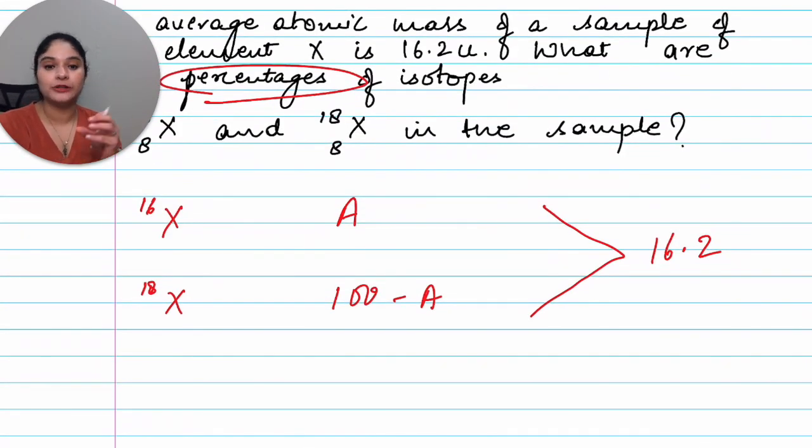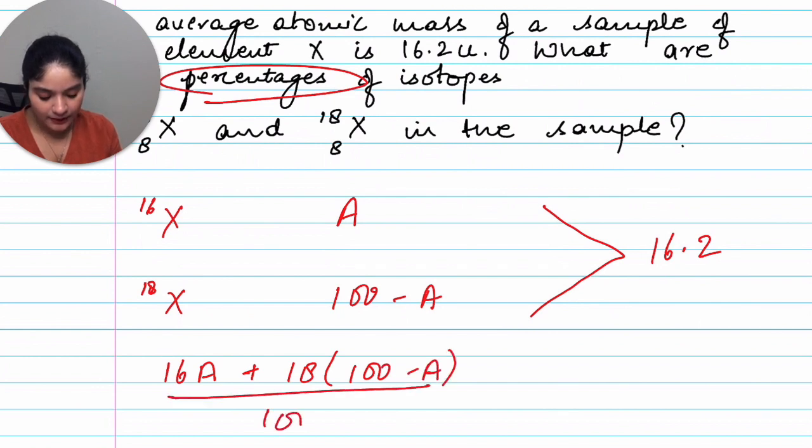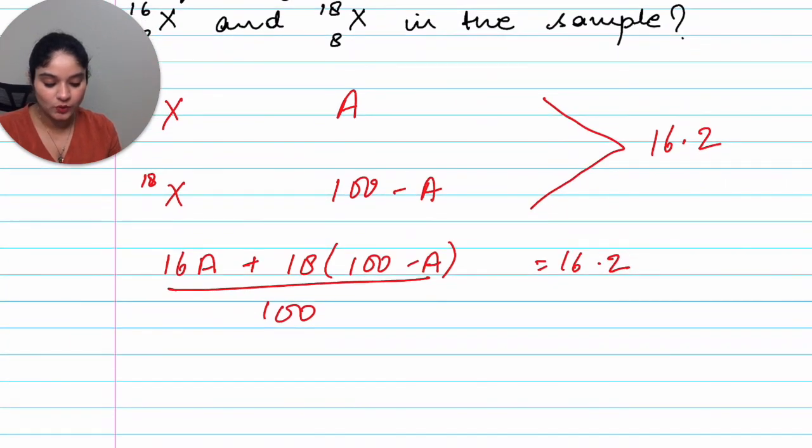So let's put the information in the formula that we know. So that will be 16A plus 18 times (100 minus A) divided by 100 equals 16.2. Once you solve this information, you'll be able to find out the answer for A. So let's quickly do that.